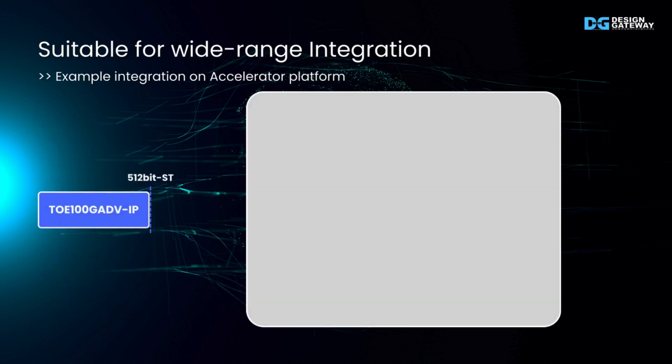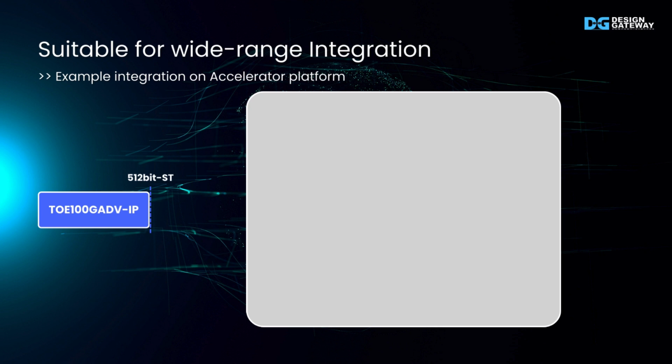The 512-bit stream interface simplifies the integration process of the TOE 100G Advance IP, particularly when using FPGA accelerator platforms. This widely adopted interface allows for seamless cooperation and integration with both high-level synthesis and RTL designs.